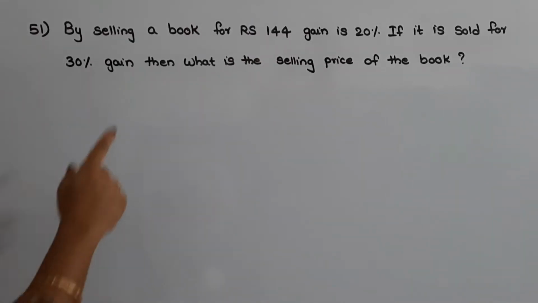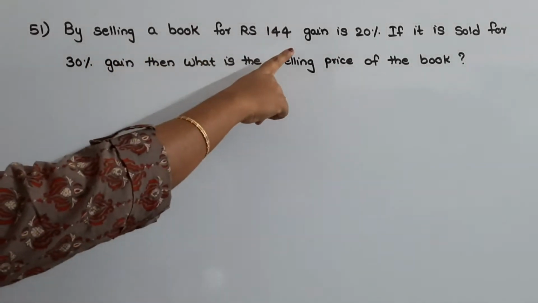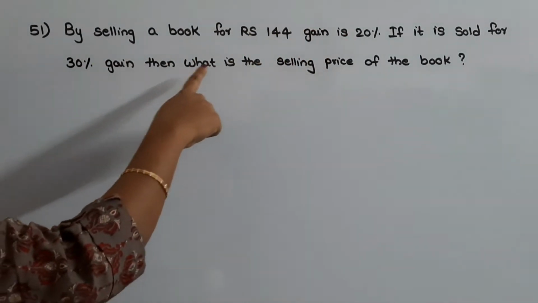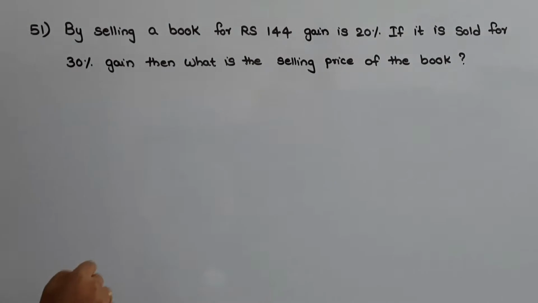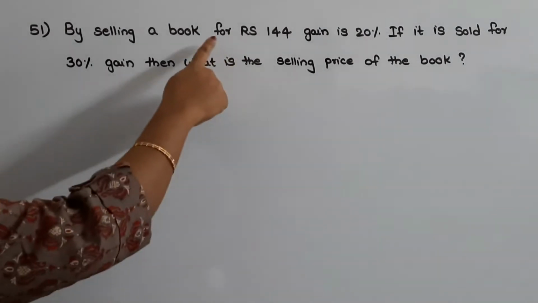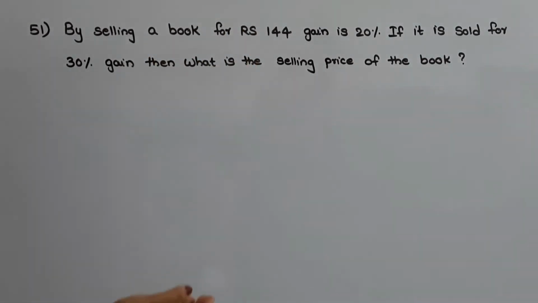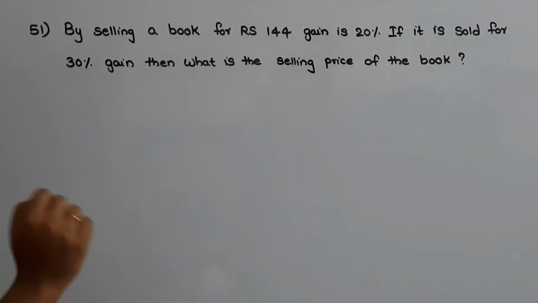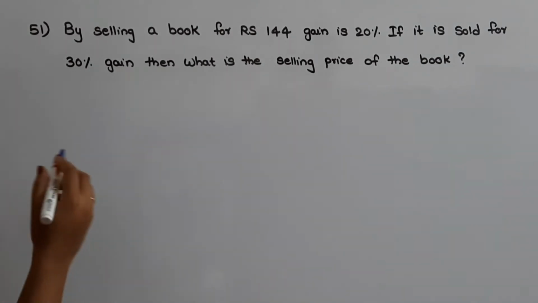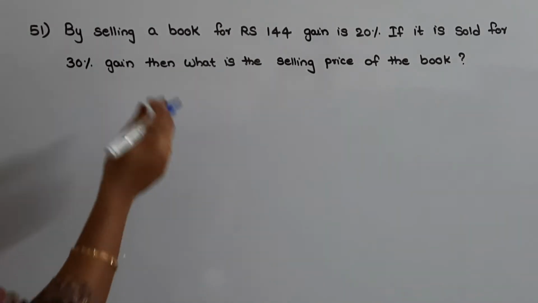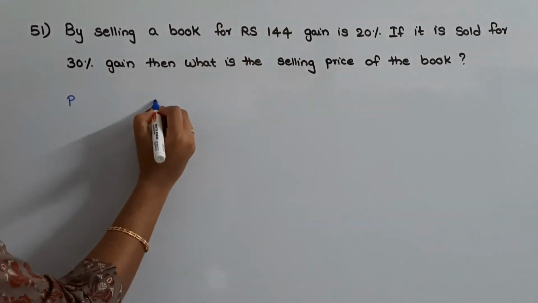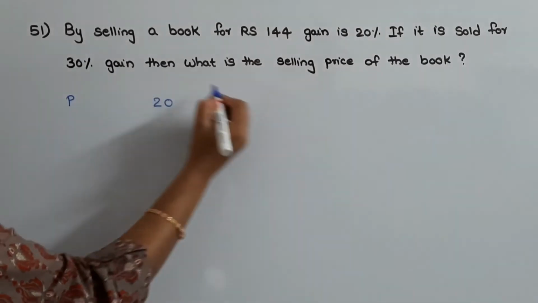The next question is, by selling a book for rupees 144, gain is 20%. If it is sold for 30% gain, then what is the selling price of the book? So in this question, they are telling that when the selling price of a book is rupees 144, profit percentage is 20. So we need to find out the selling price when the profit percentage is 30. Okay. So let us first write down the loss or profit ratio. Here it is profit. So let us first write down the profit ratio. In the first case it is 20 and in the second case it is 30.